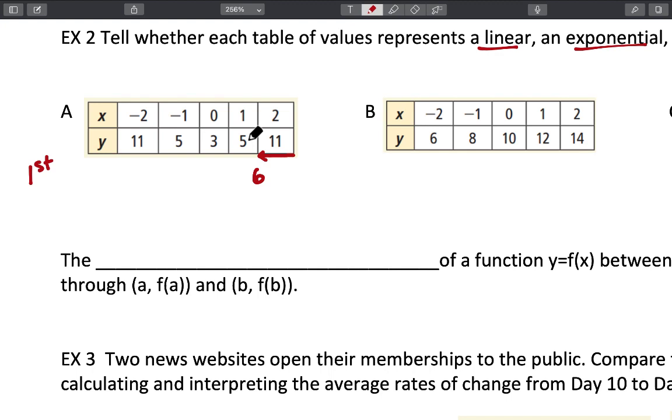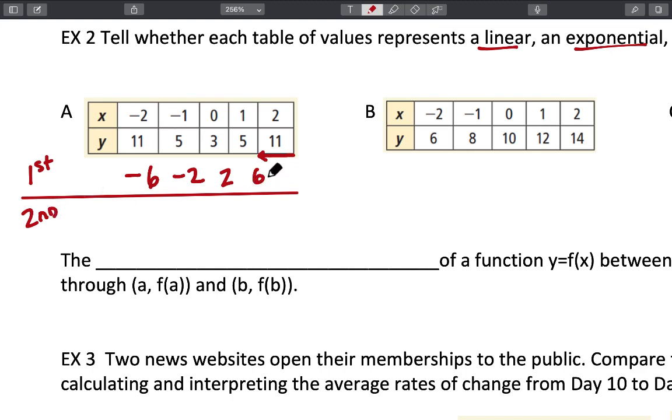Next, we're going to do the same thing, moving right to left. What is the difference between 5 and 3? That's 2. What is the difference between 3 and 5? Well, that's -2. And what is the difference between 5 and 11? That's -6. So you can see here that our first differences are not constant.